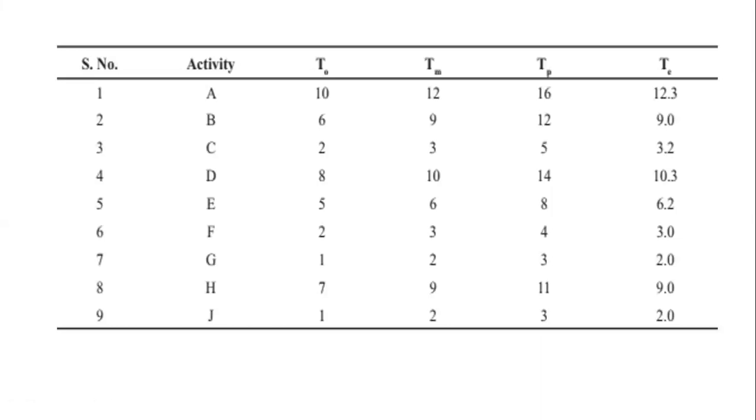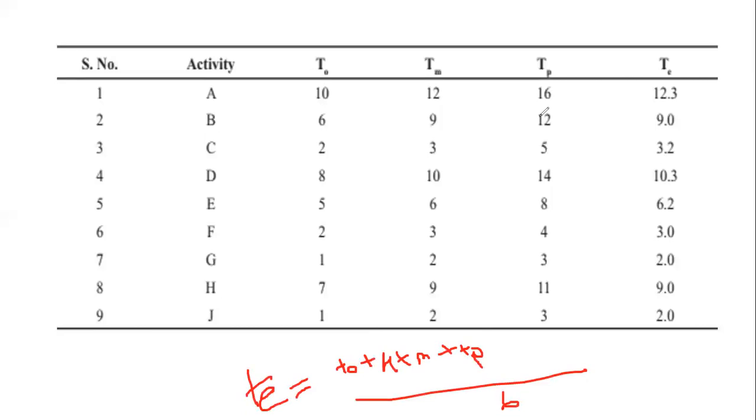That TE is equal to TO plus 4 TM plus TP divided by 6. This formula is there. With the help of this formula, we can calculate the TE values. Is it right? After calculating those TE values, we have to go forward.